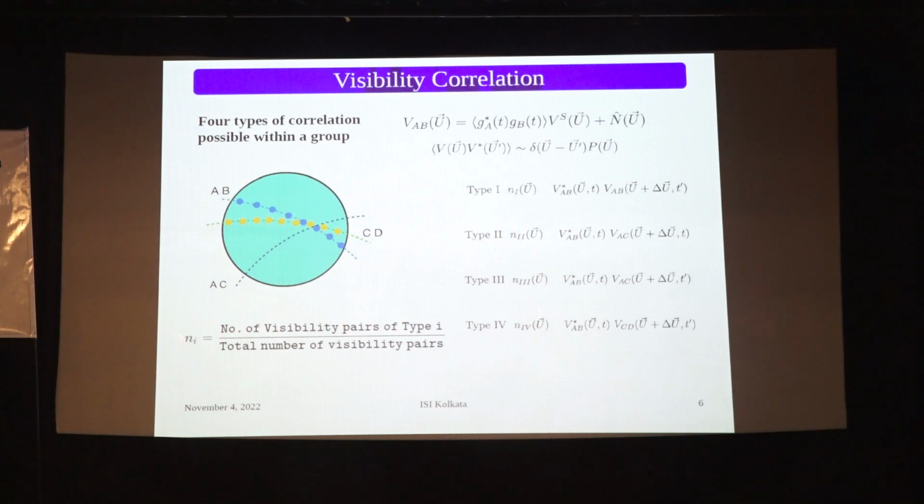So we define a quantity, the baseline pair fraction, in this way, where Ni is the baseline pair fraction of type i which we are talking about. Ni is defined as the number of baseline pairs of type i divided by the total number of baseline pairs in a particular region.